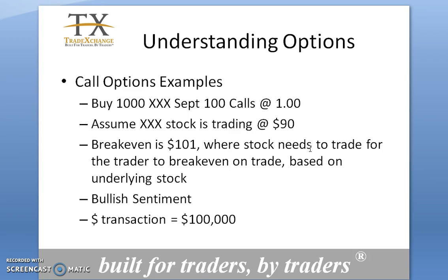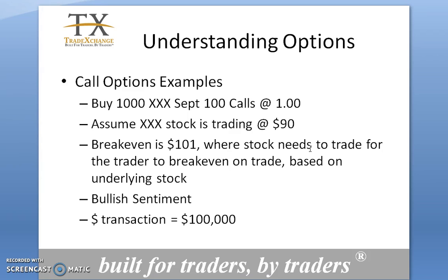So let's say the trader is purchasing these particular contracts at $1, and anticipating a bullish sentiment, meaning he's buying calls on the offer. The trader is anticipating the stock going above 100, but it needs to go to 101 in order to break even on that $1 contract. So it is, again, bullish sentiment.